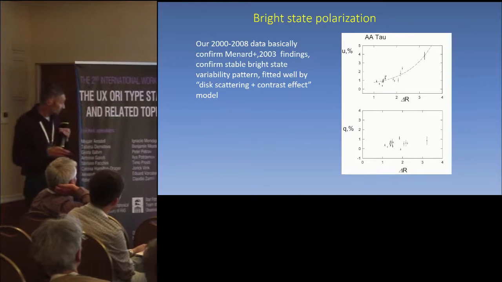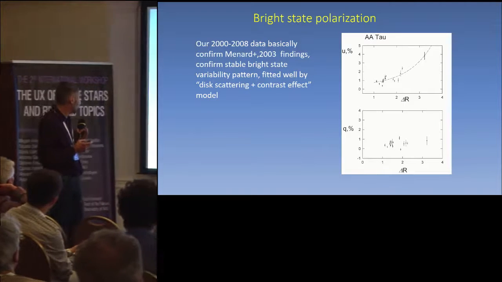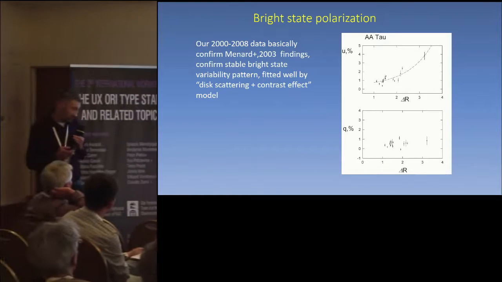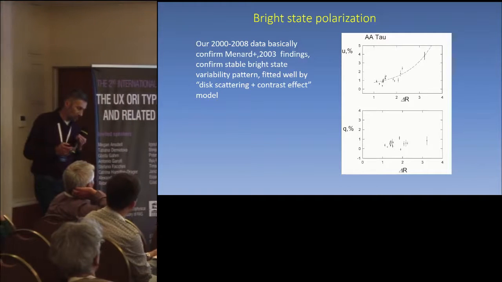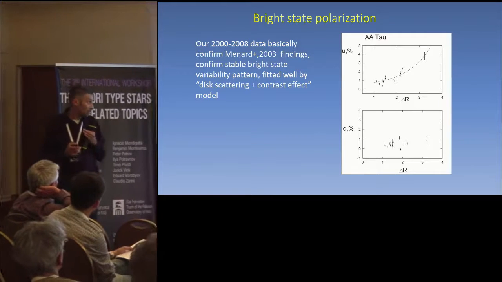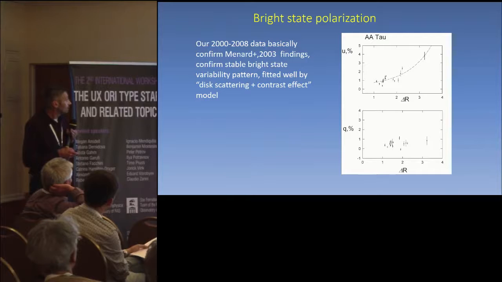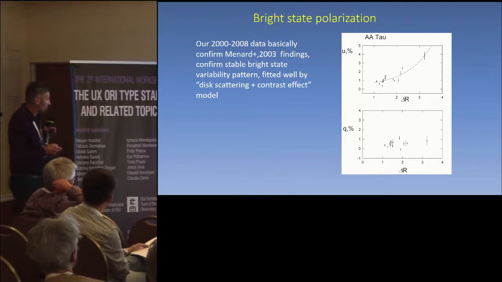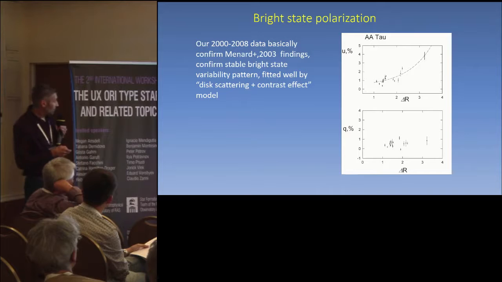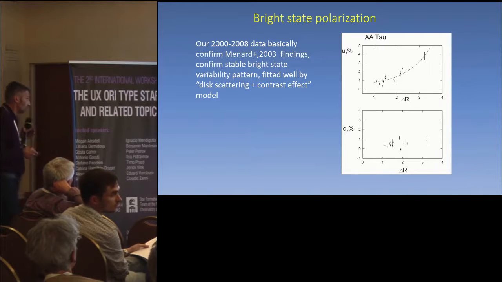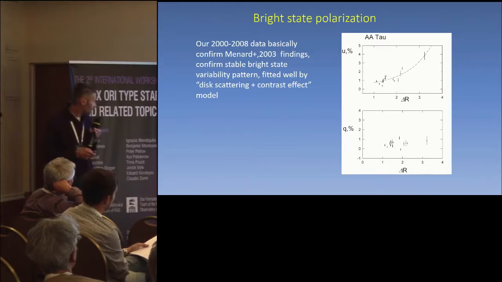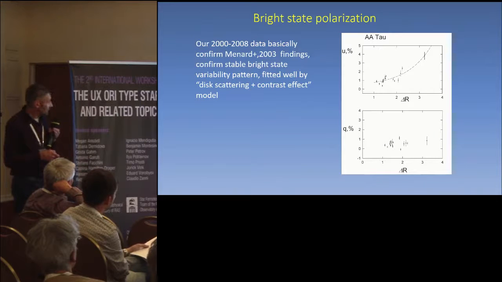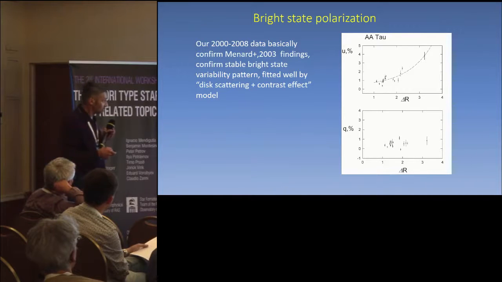But first, I'll describe our earlier observations of AA Tauri before the fainting event. We observed 3 seasons in this range. These all are pre-fainting observations. Basically, they confirm the results of Menard.